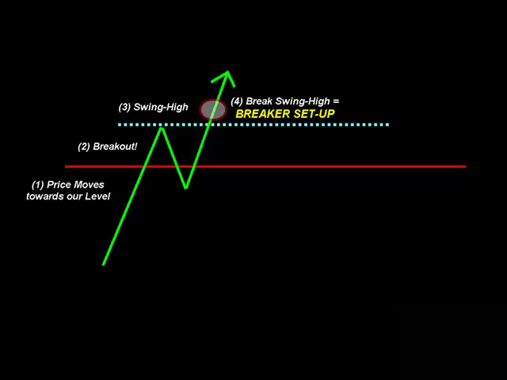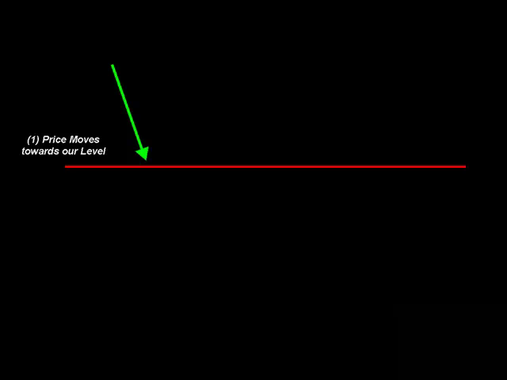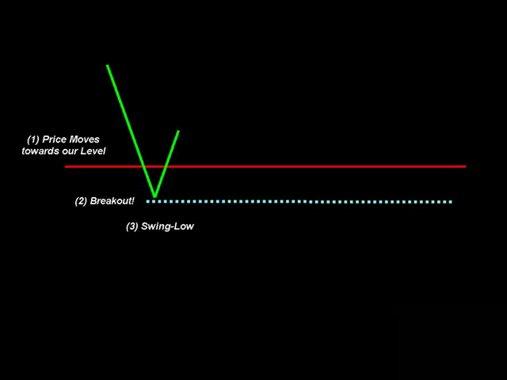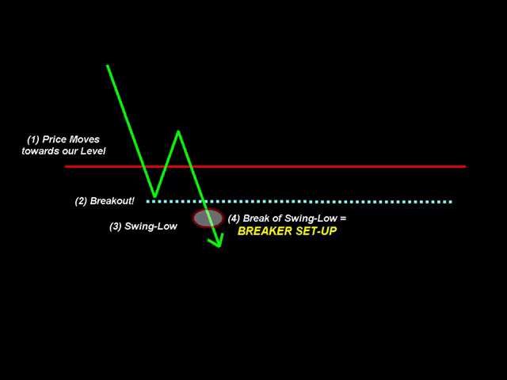Now here's an example of what it looks like in the opposite direction. Here's a breaker to the short side. Once again, this red line, in this case as support, is automatically drawn on my charts for me. When we break below that level of support, like any good level of support, we're going to begin to see some signs of buyers showing up there, which will create this little bounce effect back above that level. Most importantly, it's going to give us that little swing low level. That swing low level is an important part of this because when we break below that swing low level, that's our breaker short.